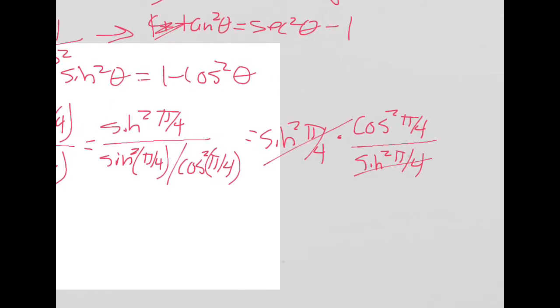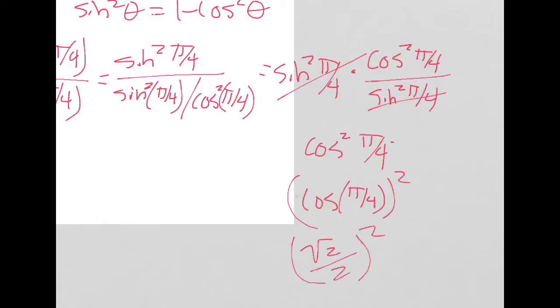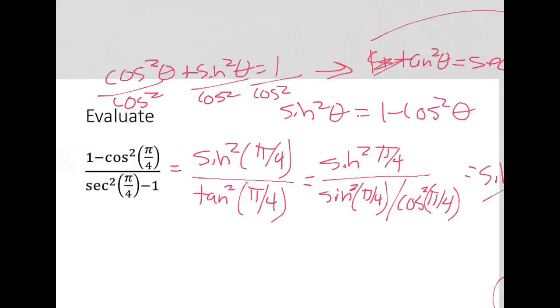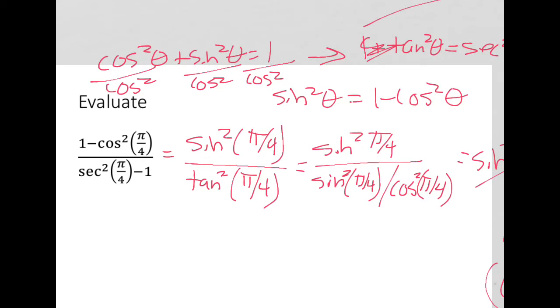Boom, boom. Those will cancel out. And I'm left with cosine squared pi over 4, which is equivalent to cosine of pi over 4 squared. Cosine of pi over 4 is root 2 over 2. I need to square that, so I get 2 over 4, which, again, is 1/2. I like giving you the same answers for some reason. I don't know. Is this the only way to simplify this? Absolutely not. There are other ways, but that's the way that jumped out to me immediately.